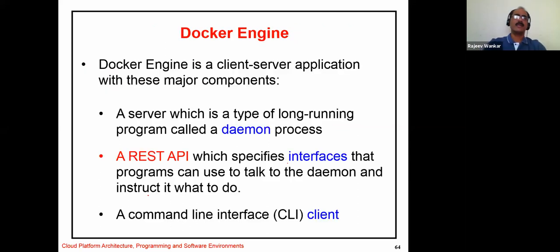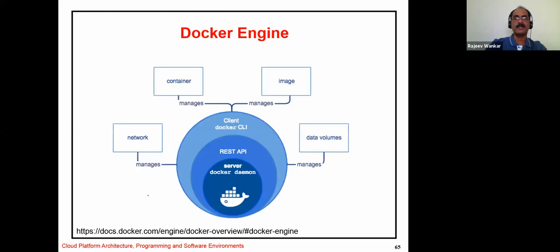How do you achieve it? So it is a client-server based application with major components. The server component is there, which will be continuously running. We call it a daemon process. And then you have a set of REST APIs, Representational State Transfer, an architectural style. Based upon this, you have a set of APIs which specify the interface that programs can use to talk to the daemon and instruct it on what is to be done. And it also has a command line interface. So that constitutes this.